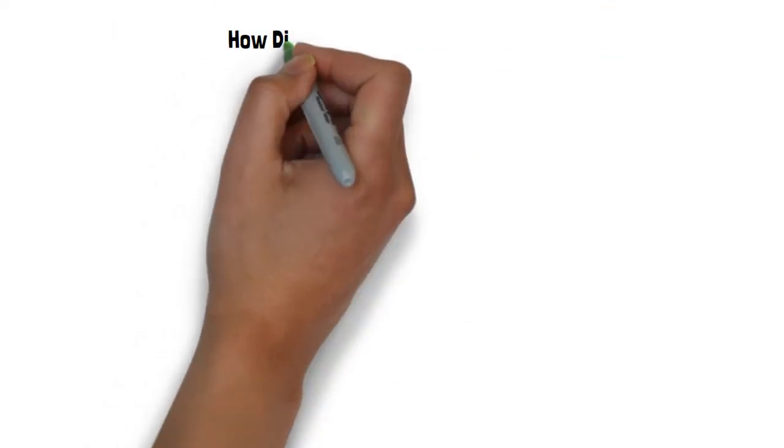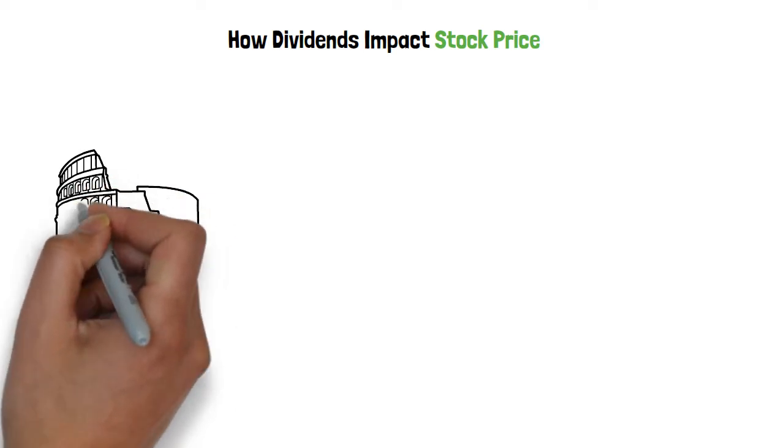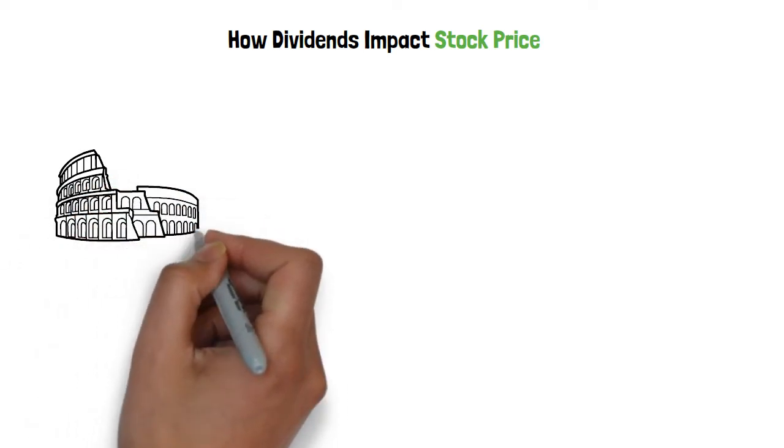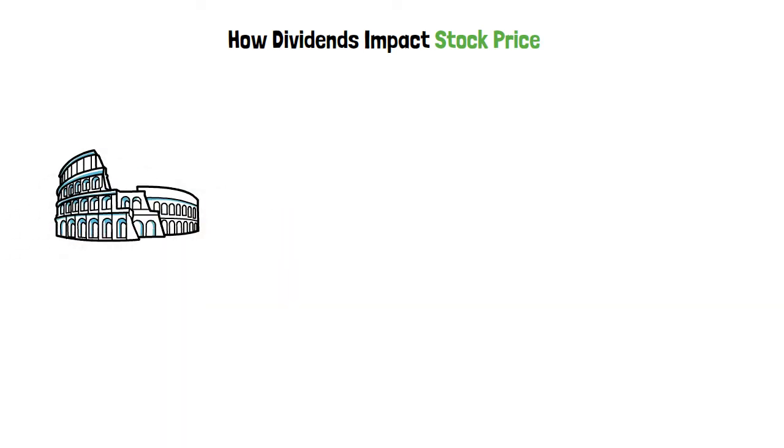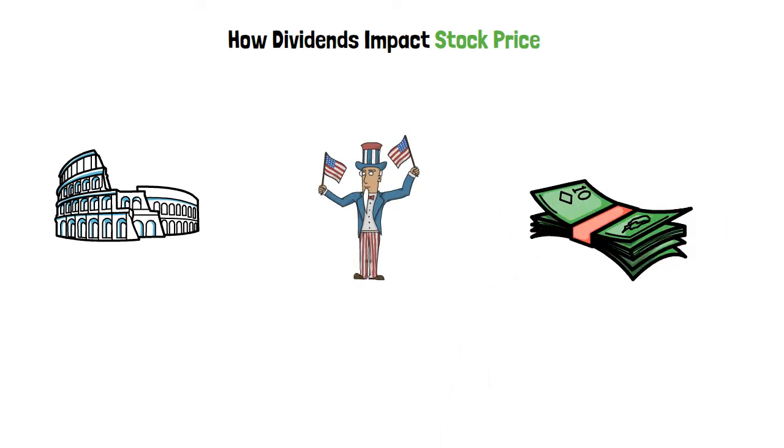So how do dividends actually affect the stock price? Dividends can affect the price of a stock in a few unique ways. While the overall dividend history of a given stock plays a general role in its popularity, the declaration and payment of dividends has specific and predictable effects on the price of stocks. Before we go any further, let's first take a look at how dividends work in the first place.